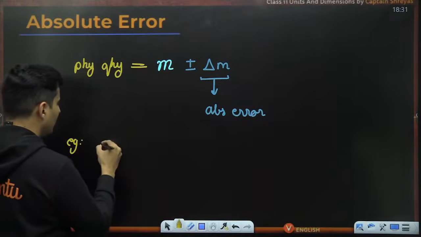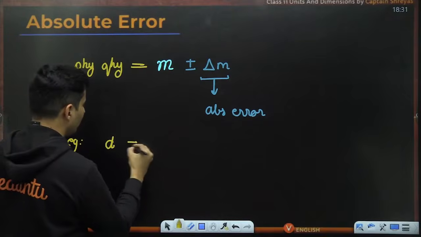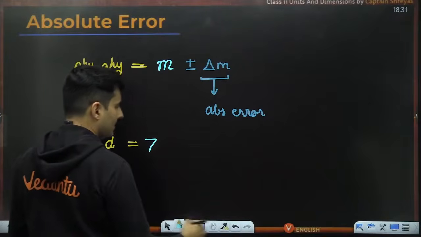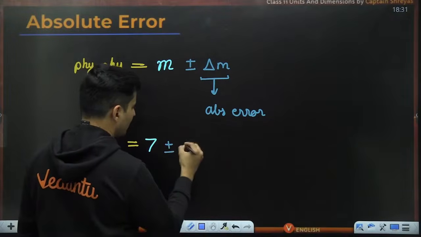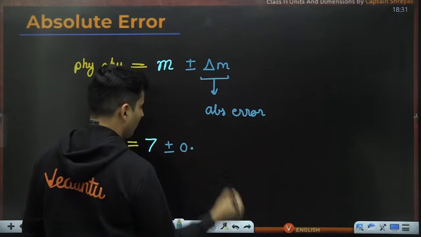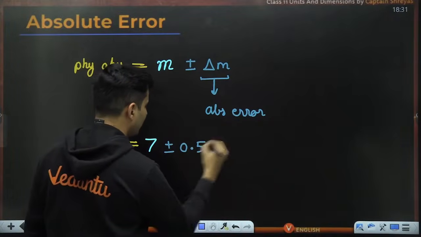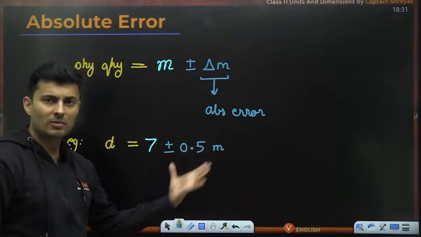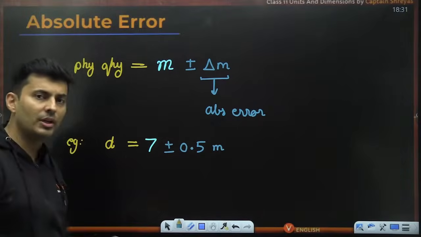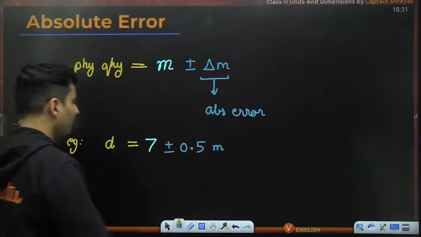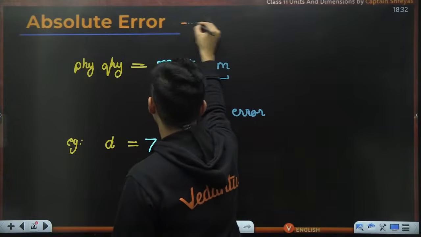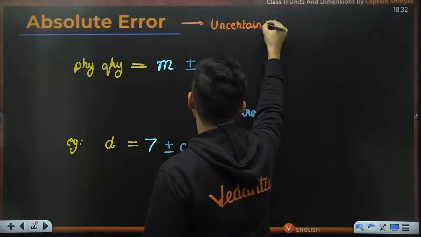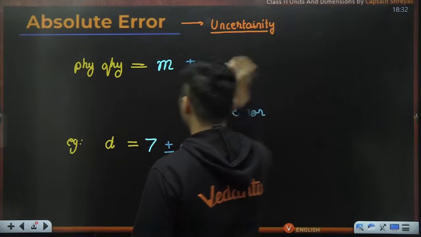Example, if I tell you the distance between two places is 7 plus minus 0.3 or let's say 0.5 meters. So 0.5 meters is the absolute error. 0.5 meters plus or minus is the absolute error. It tells me absolutely how much uncertainty is there. So it is nothing but the actual uncertainty in the measurement.